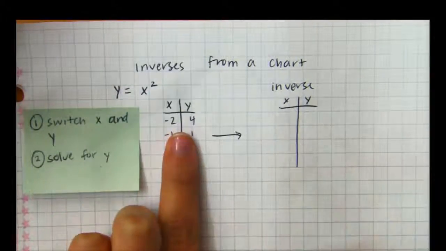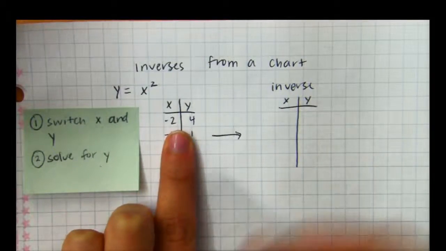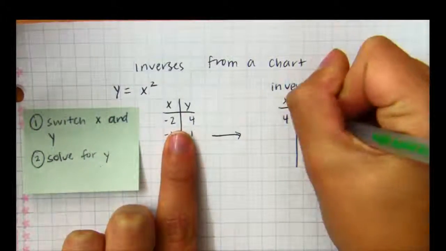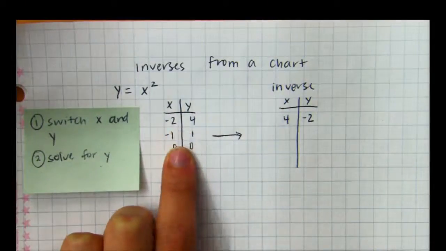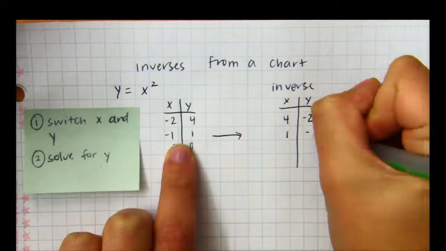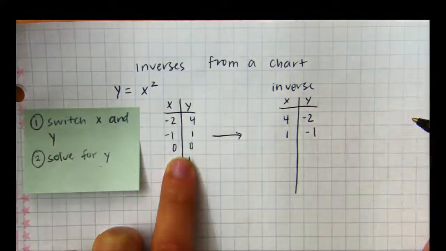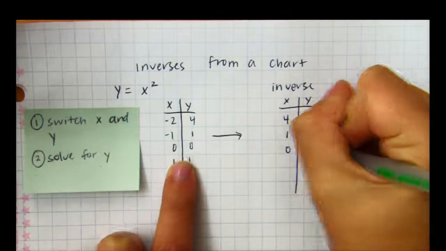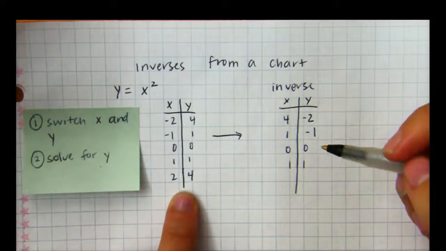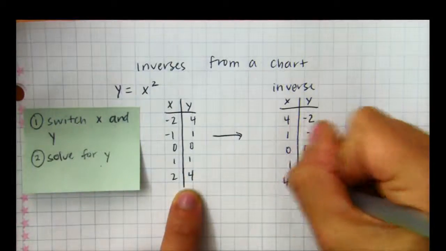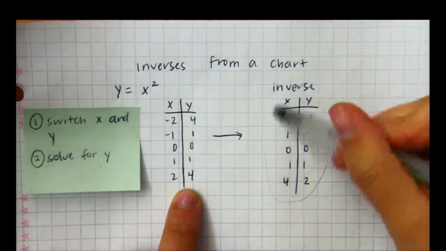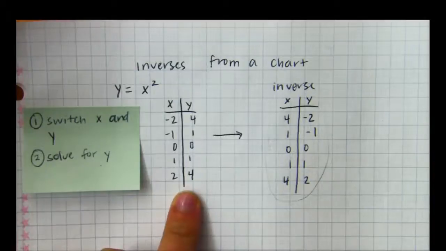Whenever you have a point, so let's look at the point -2, 4, you're simply going to switch x and y. So now your x value is 4, y value is -2. If I keep going, x is 1, y is -1. So all of my points are just switching. 0, 0 will stay the same. 1, 1 will even stay the same. And then the point 2, 4 will now become 4, 2. So these will be the coordinates of my inverse function.